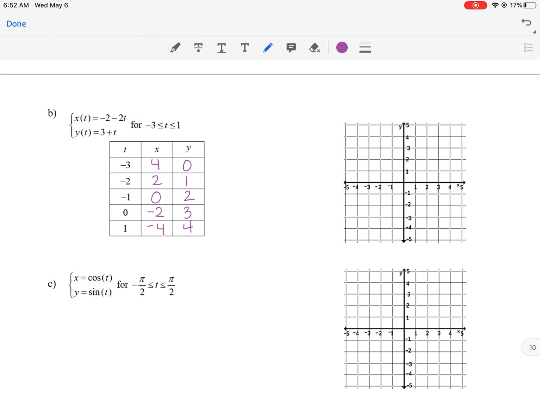Okay. And the reason why our table goes from negative 3 to 1 is because it says that our t is between negative 3 and 1: negative 3 is less than or equal to t is less than or equal to 1. So now let's plot the points.